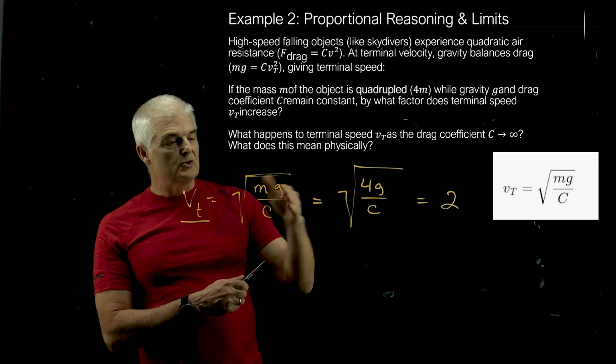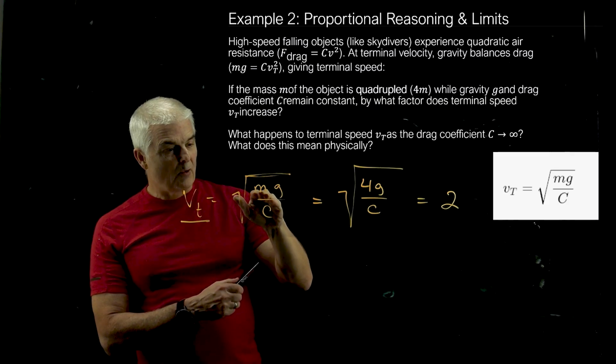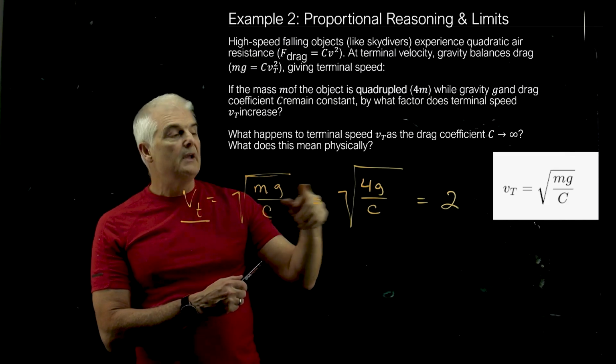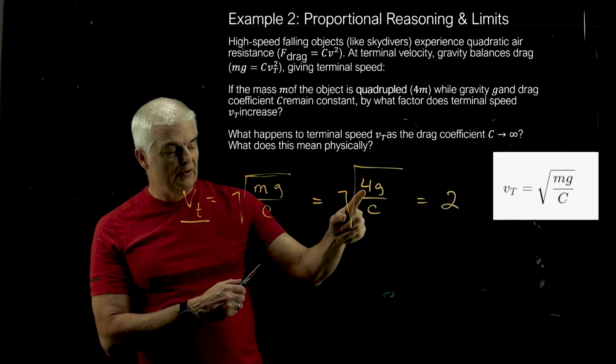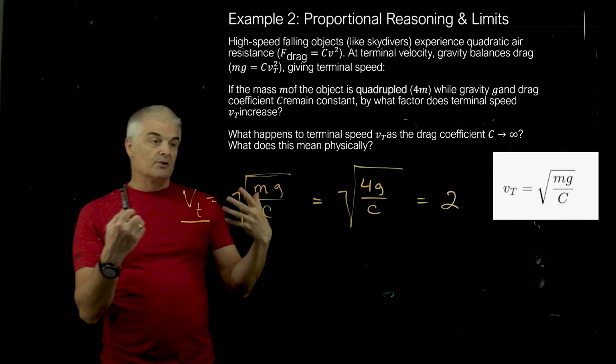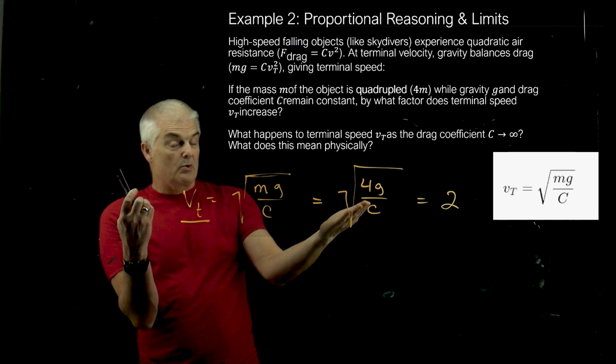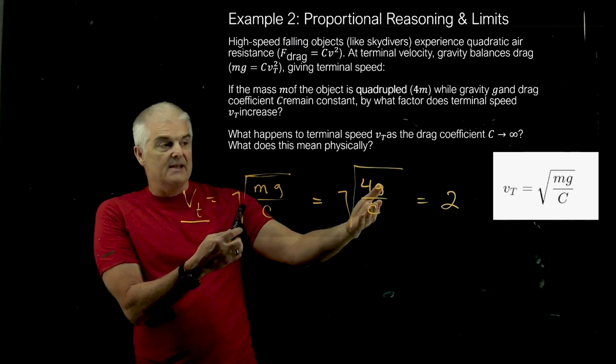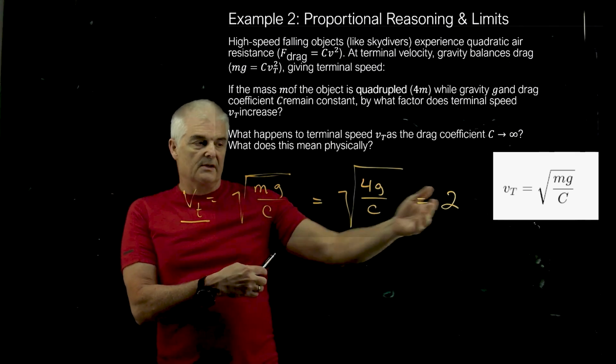So what you do is you plug in for m, assume m is 1, and then we make it quadrupled to 4, and square root of 4 is 2. So you've got to think this through. I could also say what happens if it goes up by a factor of 8. It's whatever square root of 8 is, it's going to go up by.